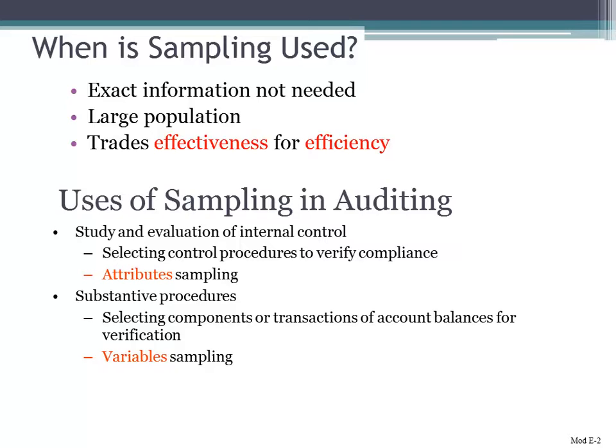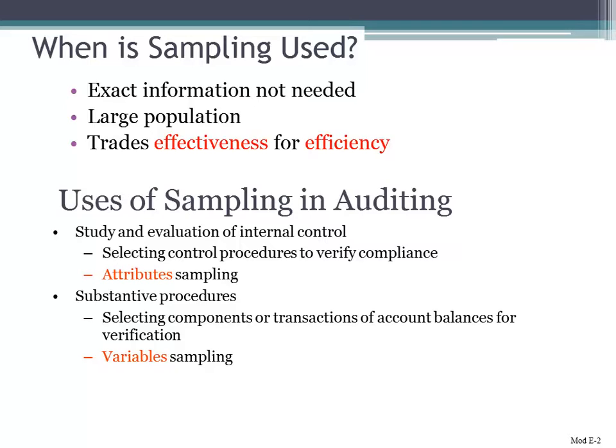Let's say, for example, we talked about the acquisition cycle last class. If we want to see that all disbursements are supported by the appropriate documentation, if there's a three-way match, we go to the cash disbursements journal, select a sample of cash disbursements, and then ensure that those cash disbursements have a purchase order, a receiving report, and a vendor invoice. That's a test of controls. So that's one way we use sampling, and that's what we call attribute sampling.